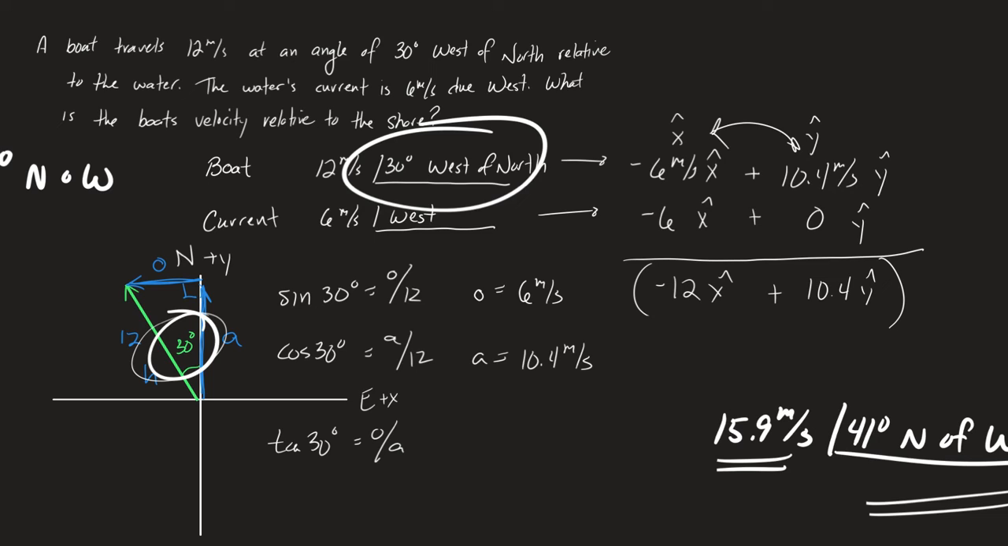Now, you can change your reference, that's fine. But if you're thoughtful enough to change your reference, you're thoughtful enough to pick up on why cosine and sine are not always x and y.